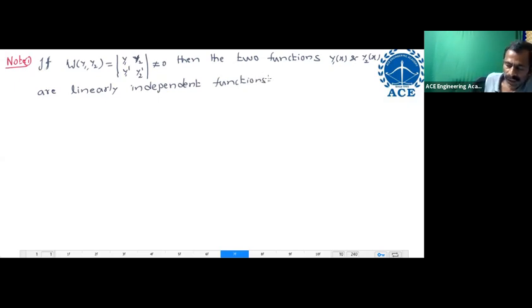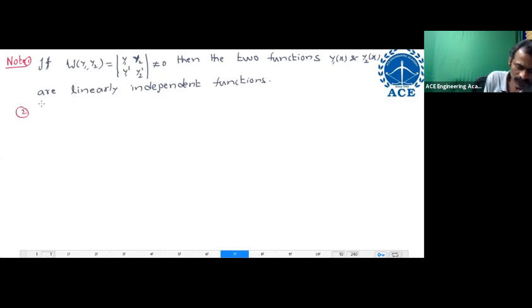That is, we cannot express one function in terms of the other one. We cannot write the one in terms of the other one. There is no relation between these two functions. Independent means both will be different. That is independent. No relation between the two functions.